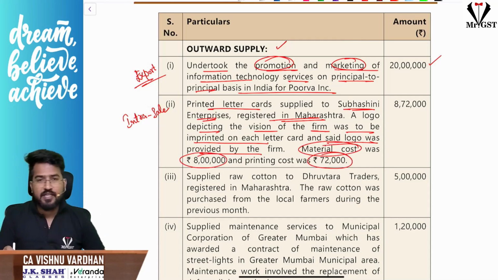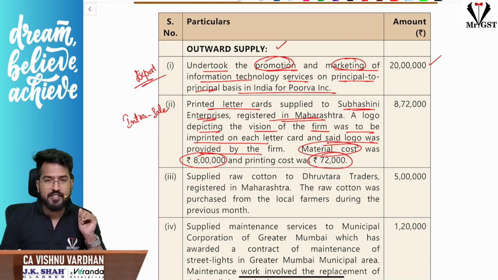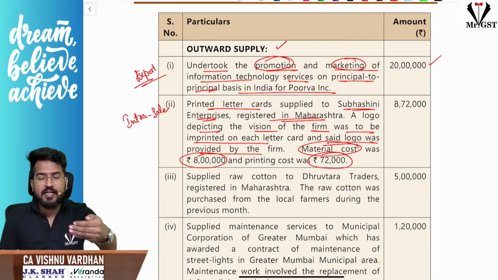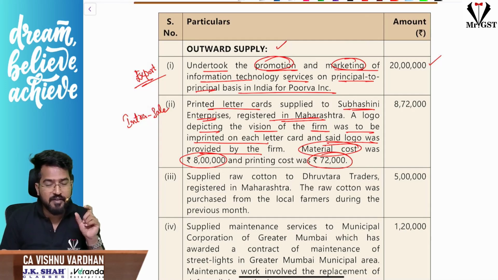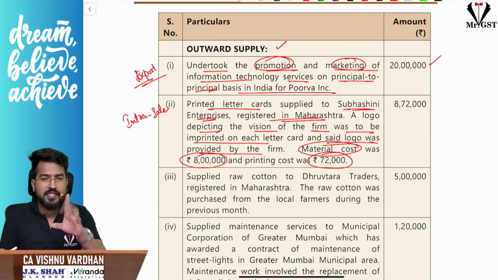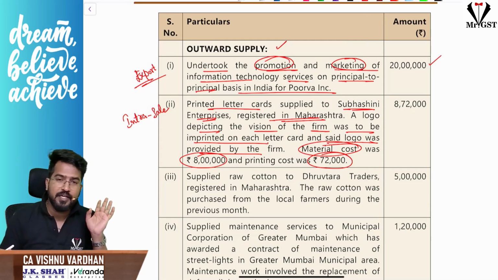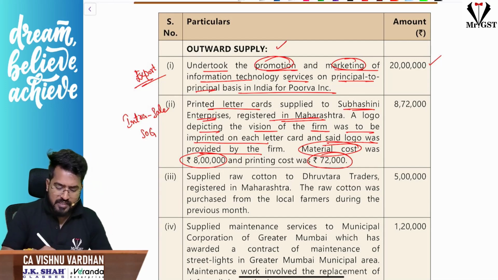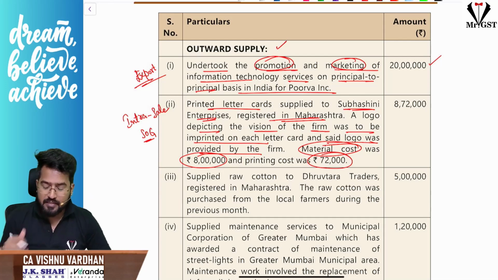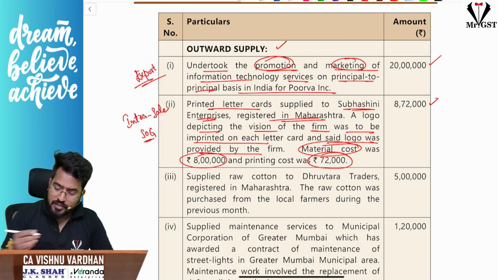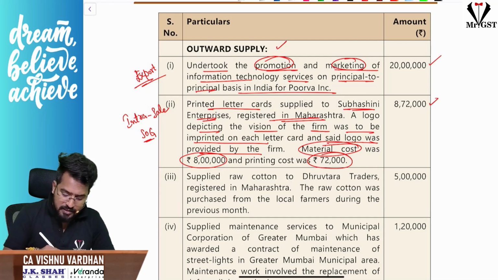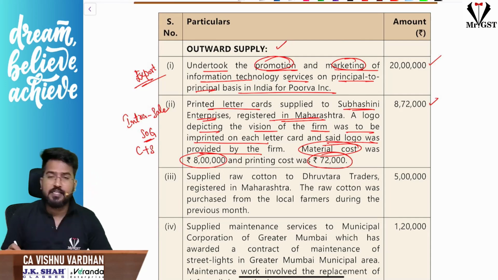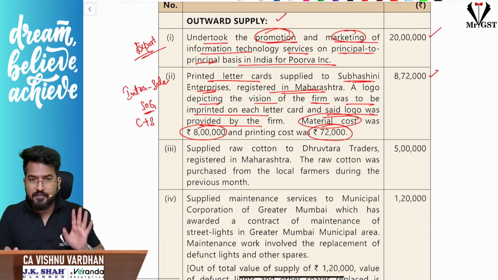Here one thing we have to understand is whether this is supply of goods or supply of services. If you remember the clarification on printing services, here we are selling letter cards and incidentally we are printing the content, printing the logo. So the predominant element is selling the letter cards and the incidental one is printing the logo. So this is supply of goods, not supply of services. 8,72,000. So here there will be CGST and SGST, prima facie, based on that information.